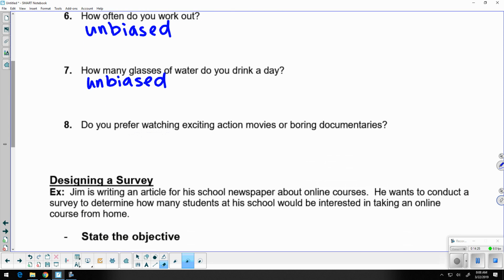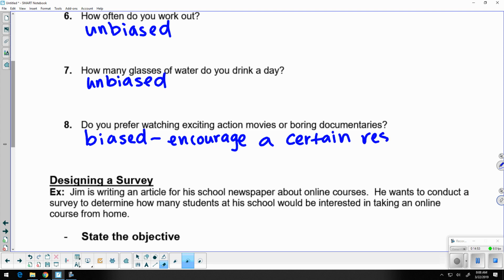For the last one, do you prefer watching exciting action movies or boring documentaries? That's obviously a biased question. Definitely biased. And the reason why, well, again, it's saying exciting action movies versus boring documentaries. So having those adjectives thrown in there, I'm definitely encouraging a certain response. So again, just by having those extra adjectives, boring, exciting, I'm encouraging you to answer a certain way.